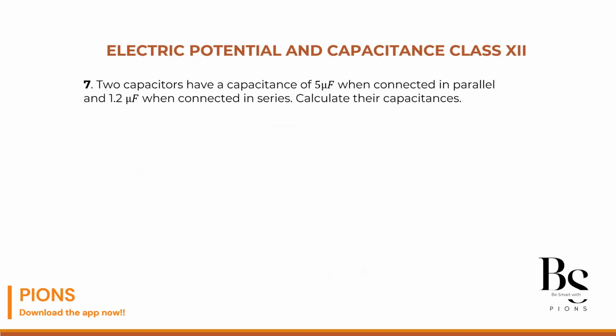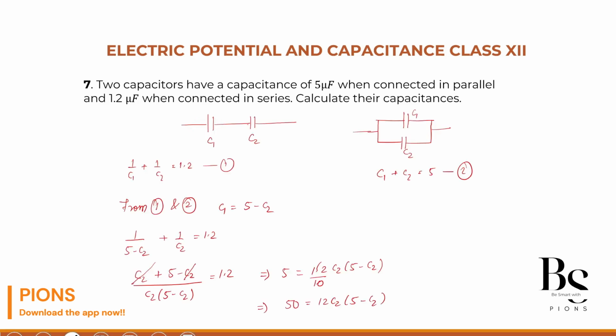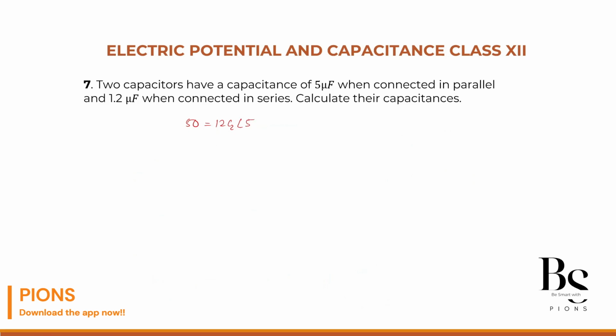Correct. Okay, so let me write this equation here. It will be 50 equals 12 C2 into 5 minus C2. Correct. Now let's simplify further. 50 equals 60 C2 minus 12 C2 square. Be very careful, 12 C2 square. Now next, 12 C2 square equals minus 60 C2 plus 50 equals 0. I took this 12 C2 on the left hand side, minus 60 C2 and plus 50 equal to 0.